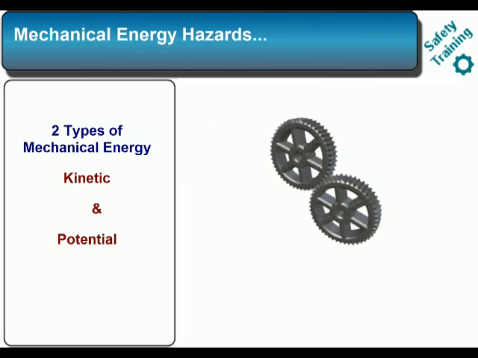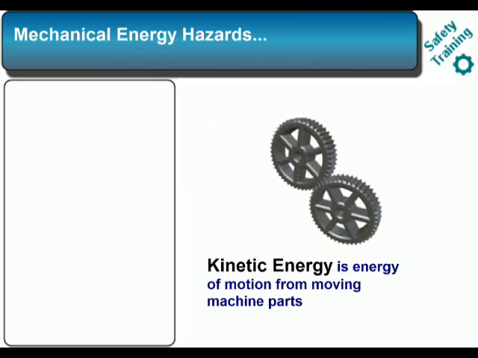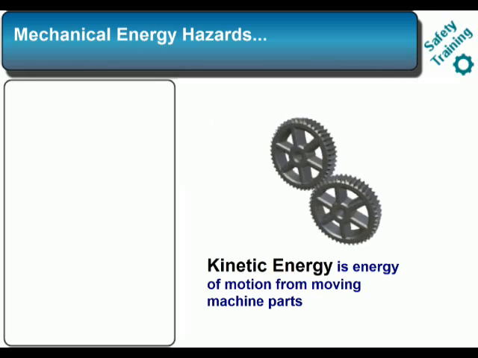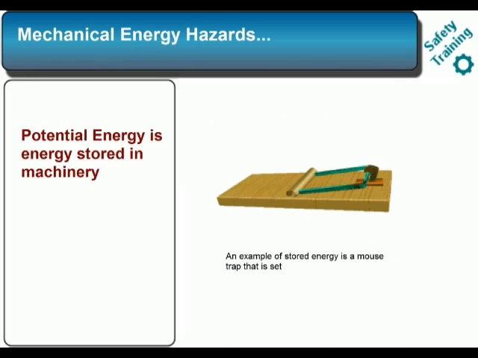There are two types of mechanical energy, kinetic and potential. Kinetic energy is energy of motion from moving machine parts. Potential energy is energy stored in machinery by weights and springs, pistons under pressure, or hydraulic pressure. Uncontrolled release of stored potential energy can cause injury or death.